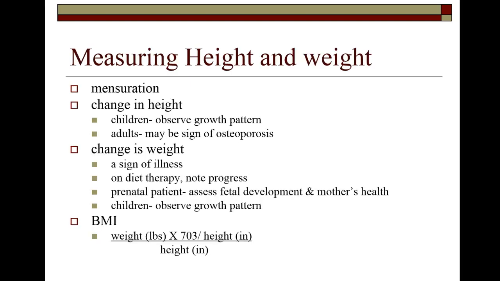In measuring height and weight, the examination term is called mensuration. So that's where we're collecting measurements. A change in height is important in children because we're looking at their growth. And in adults, we're looking at a decrease in height. Obviously, there is some change in bone with aging, and obviously we're looking at the disease called osteoporosis.